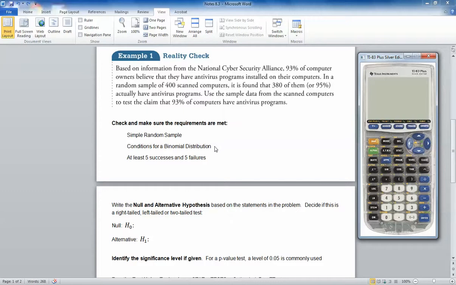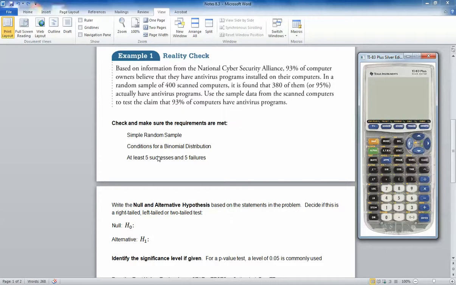One of those is, do we have a set number of trials? Yes, there are 400. Second, are the trials independent? Yes, the result for one scanned computer does not affect the other. Do we have just 2 options, success and failure? The answer is yes. They either have an antivirus program or not. And last, we have a population claim of 93%, so we do have a 93% success rate.